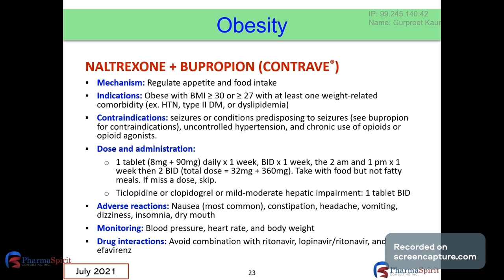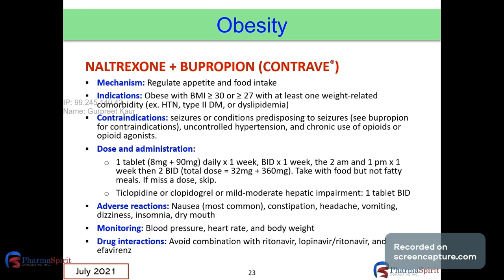In terms of contraindications, Contrave is contraindicated in patients with seizure or those who have a condition that predisposes them to seizures, such as alcohol withdrawal or those with bulimia. Basically, the seizure contraindication is because of the bupropion. So you can always go back to the bupropion monograph under the CNS for more information about this. So the first contraindication is patients with seizure or conditions that can precipitate them to have seizures.